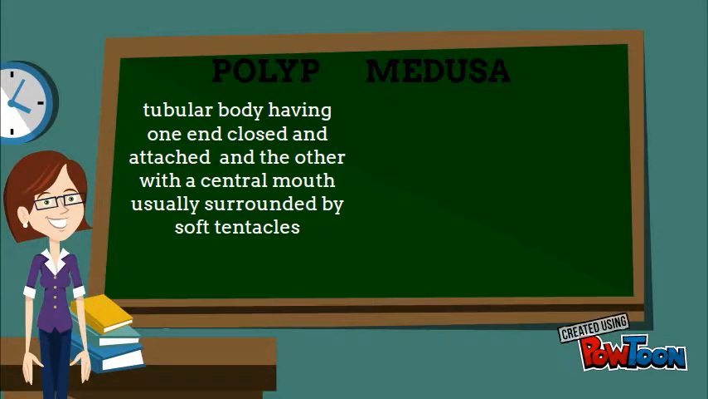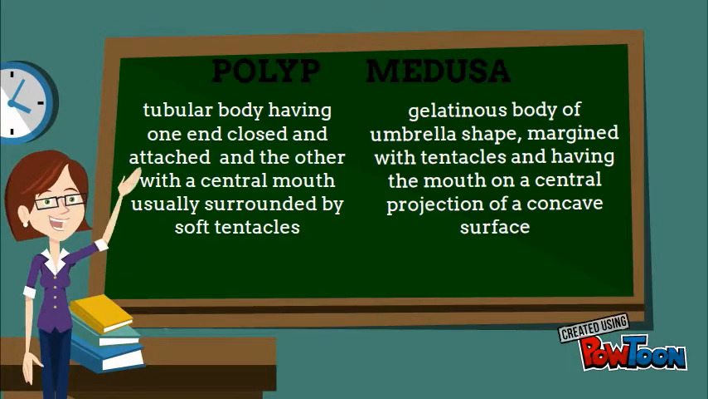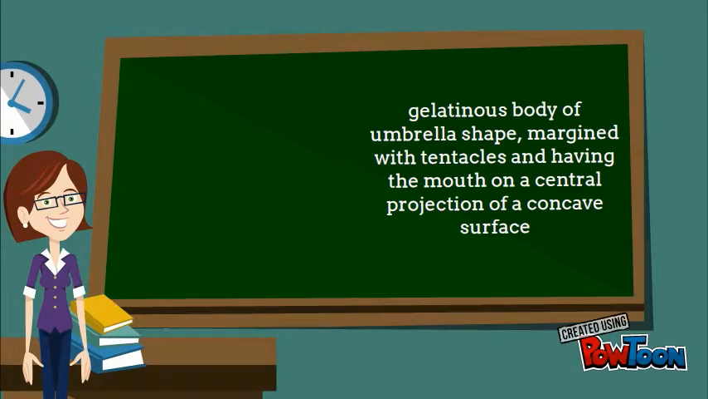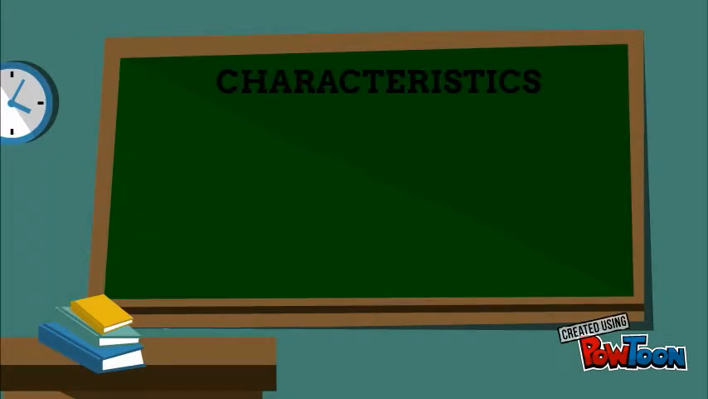Polyps have a tubular body having one end closed and attached and the other with a central mouth usually surrounded by soft tentacles. On the other hand, medusa has a gelatinous, umbrella-shaped body margined with tentacles and having the mouth on a central projection of a concave surface. These are the characteristics of phylum Cnidaria.